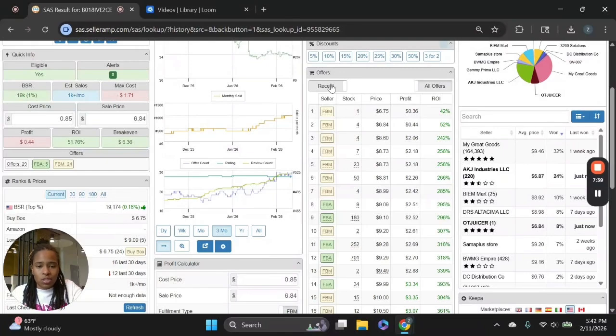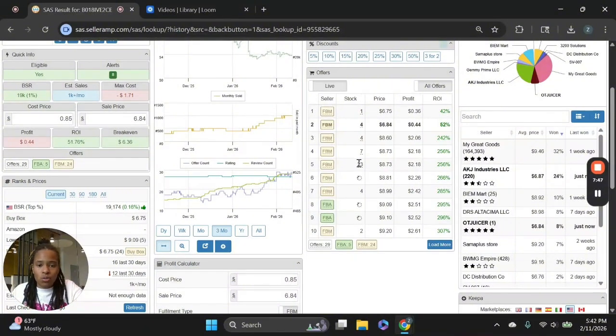If we go to live and recent, which I like clicking, it basically shows me how much they actually have in their inventory. So usually this says 30 plus, but since I click recent and then I click live, it shows me how much they actually have in their inventory. Right here is the price. This is how much they're selling the product for. So if we wanted to sell our product for $6.84, it's going to tell us how much profit we're going to be making and our ROI as well. So profit, ROI, which is also right here.